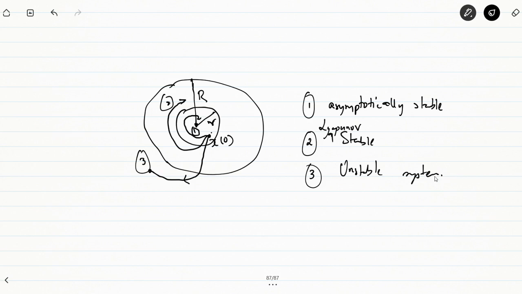So this is the definition of Lyapunov stability. The Lyapunov stability criterion basically states whether the equilibrium state is Lyapunov stable, and we can also decide whether it is asymptotically stable, or whether it is an unstable system.